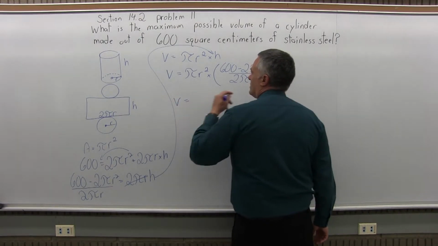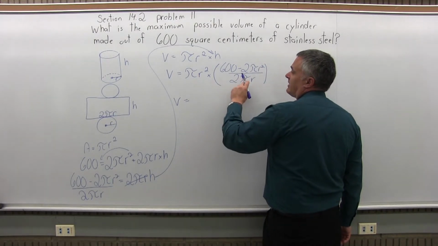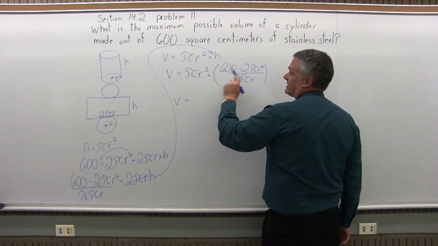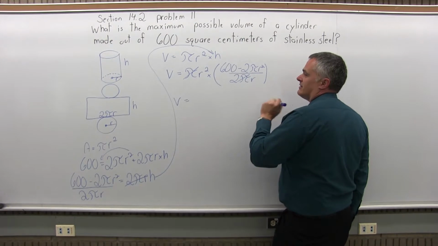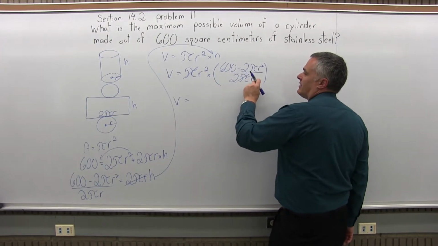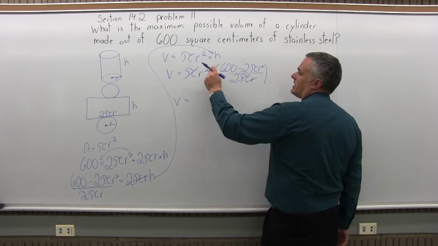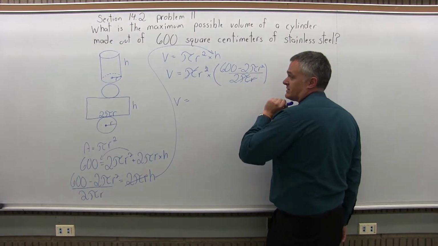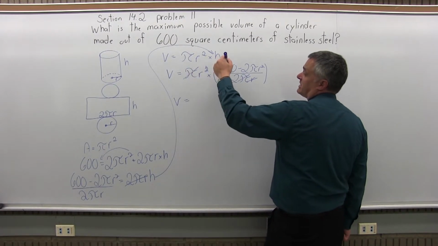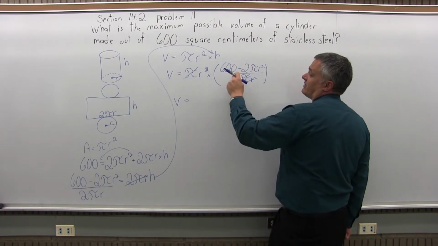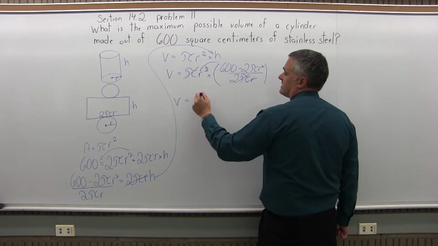So v equals, now the pi here and the pi here, that can cancel actually, because I have pi times some stuff over pi. Let's cancel that. And I have r squared and here r. Well, I can cancel the r in the denominator and reduce this to an r to the first. So now what I have is just r times 600 minus 2 pi r squared, and there's a 2 in the denominator. So r times 600 is 600r.